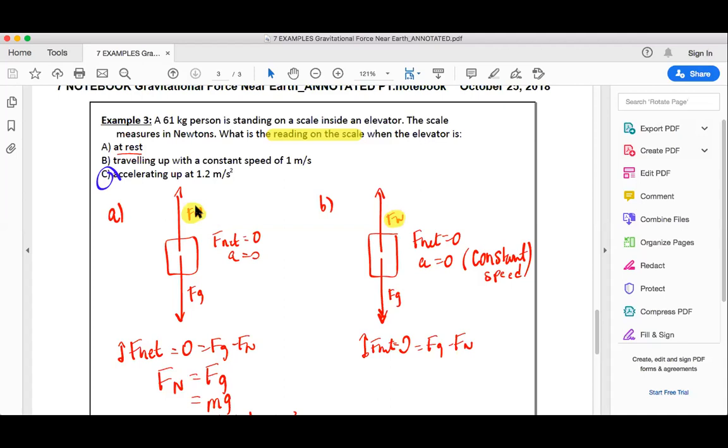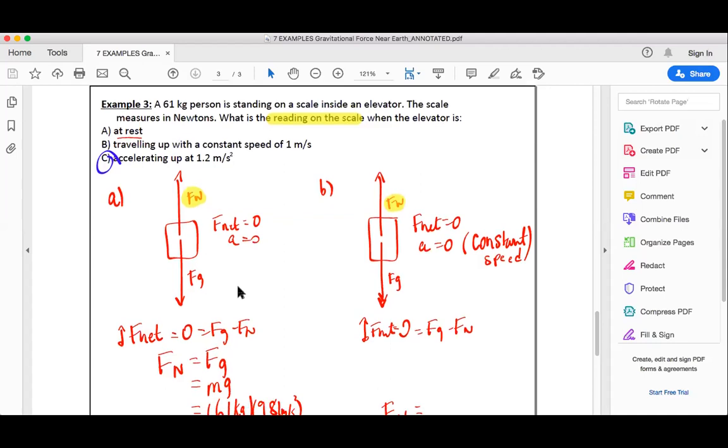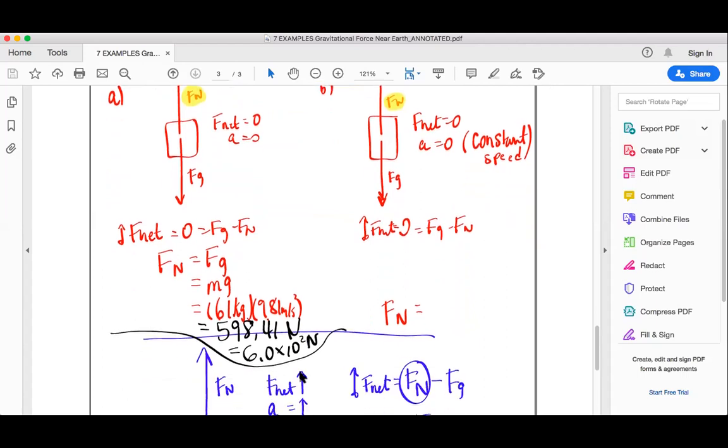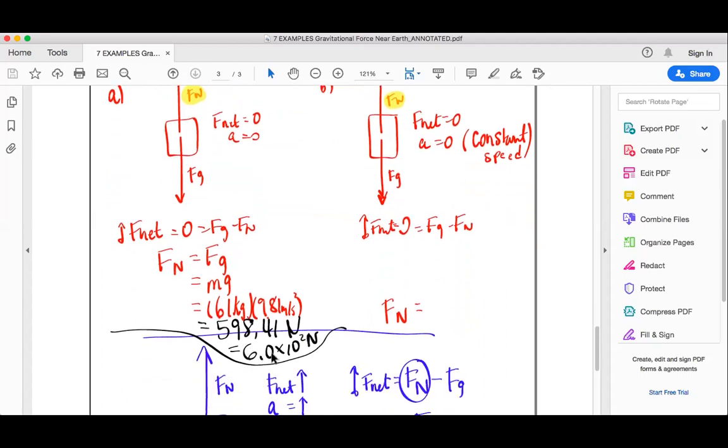Fn may be a person's true weight. It will be in this case with the object at rest. Object at rest, there is no net force, Fg equals Fn, and to calculate Fn, it's simply mass, 61 kilograms, times g, 9.81 meters per second squared, and we get 6.0 times 10 to the 2 newtons. We do need to express this answer in scientific notation to show two significant figures.